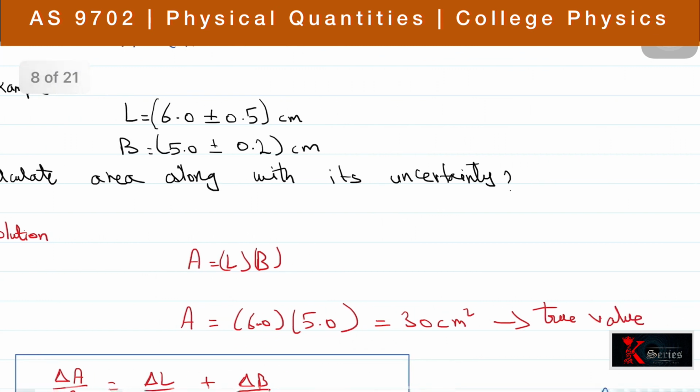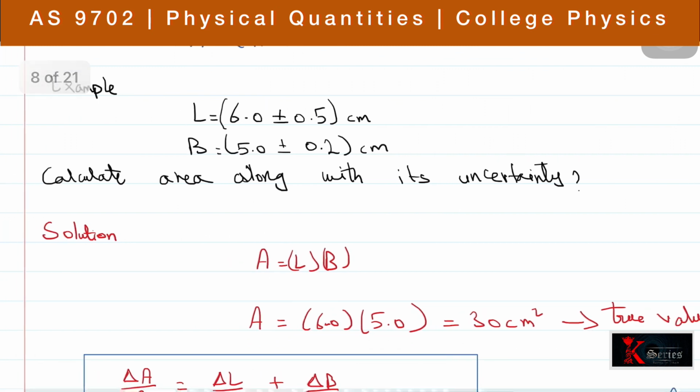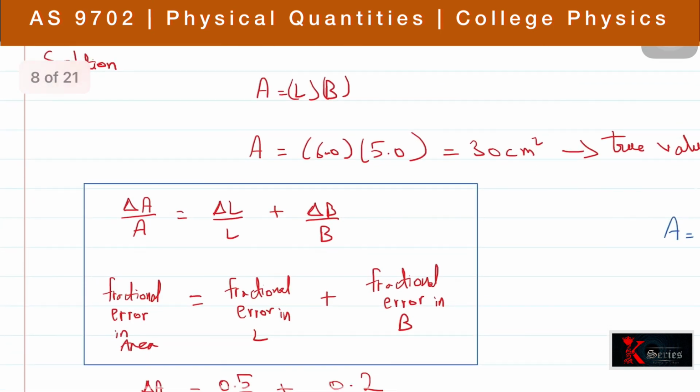But when you're writing it as plus minus, we'll actually be adding the fractional errors, right? So the fractional error in area would be written as the absolute error upon the true value of A is equal to the absolute error of length upon the true value of length plus the absolute error of breadth upon the true value of breadth. So in this way, we'll find the fractional error in the area, right?